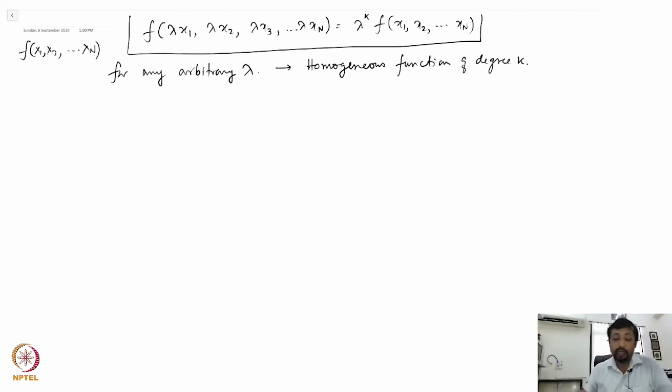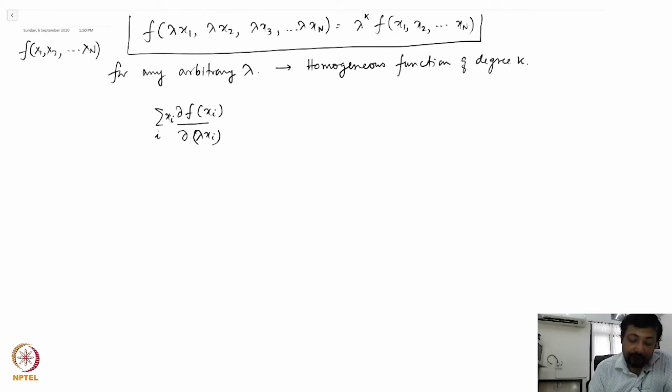One can take a derivative with respect to lambda on both sides. If I take a derivative with respect to lambda, then basically, this is just manipulating the derivative on the left hand side, sum of del f of lambda xi over del lambda xi times xi is k lambda to the power k minus 1 times f of x1 to xn, right?